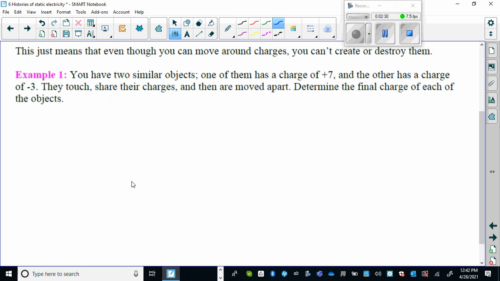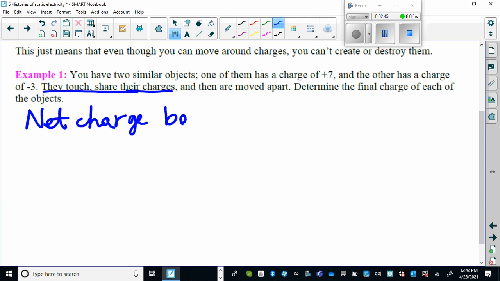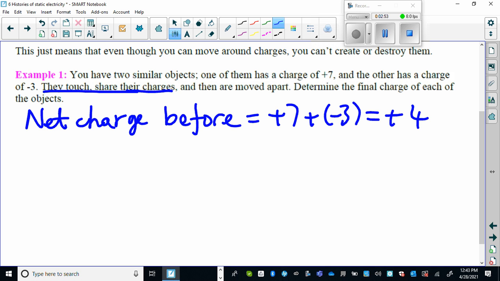Example 1 says you have two similar objects. One of them has a charge of +7 and the other has a charge of -3. So in other words, the net charge, and it says then you touch them together and they share their charges. So let's say the net charge before, this is just like momentum in some ways, is going to be +7 plus -3, which equals +4. So the net charge before these objects touched was +4.